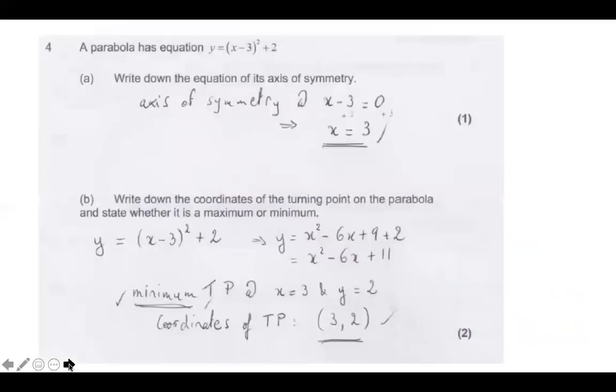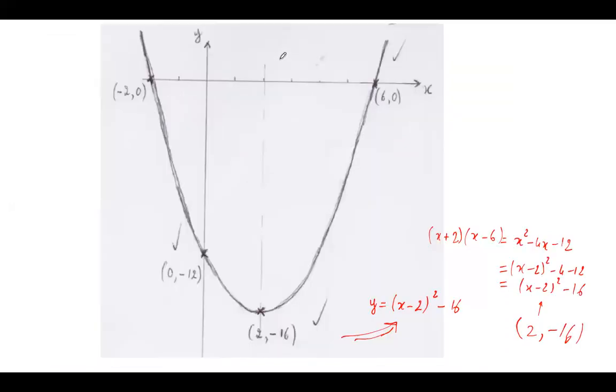Next one we had, okay, this time a parabola has equation (x minus 3) squared plus 2. The axis of symmetry is the line that cuts your parabola in half, and that is x equal to here, is what we call axis of symmetry.